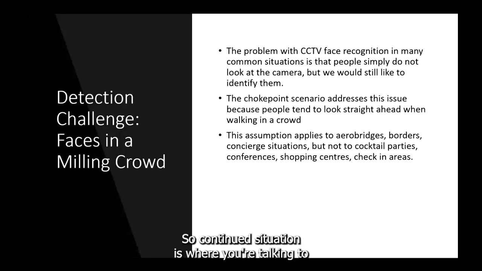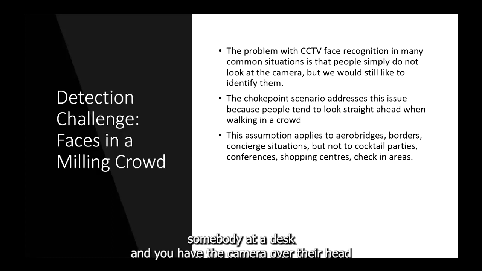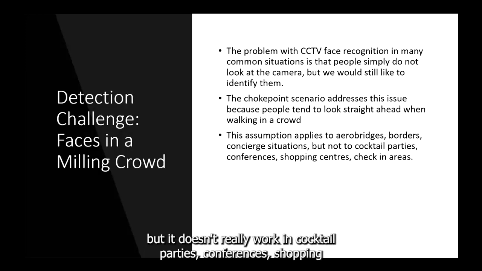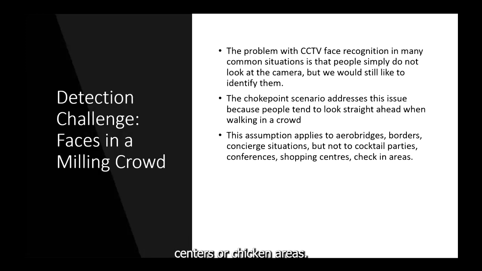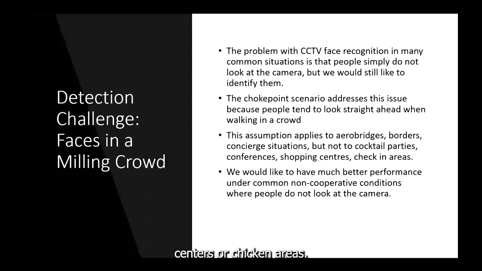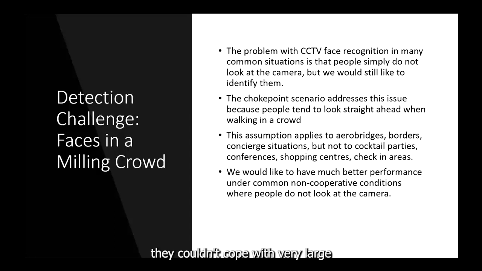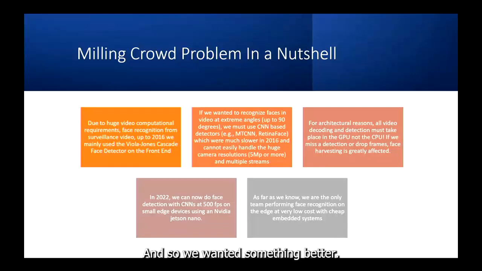So a concierge situation is where you're talking to somebody at a desk and you have the camera over their head, like a passport type situation, that works. But it doesn't really work in cocktail parties, conferences, shopping centres or check-in areas. So what we wanted was much better performance, but the cascade detectors that we were using at the time, which were about 10 years old but quite good, couldn't cope with very large changes in pose, for example. And so we wanted something better.